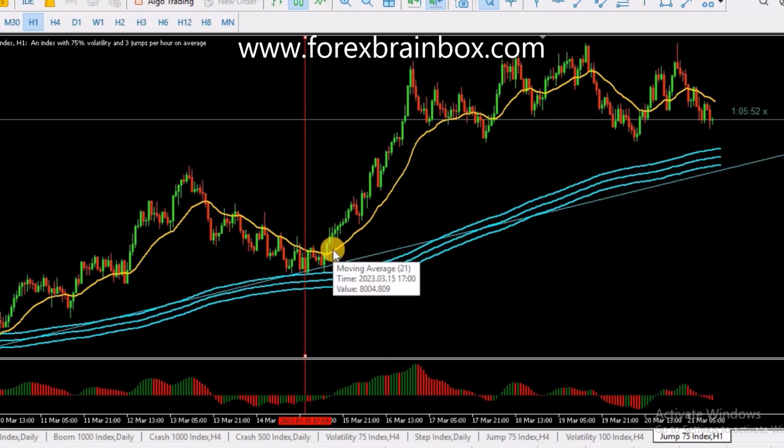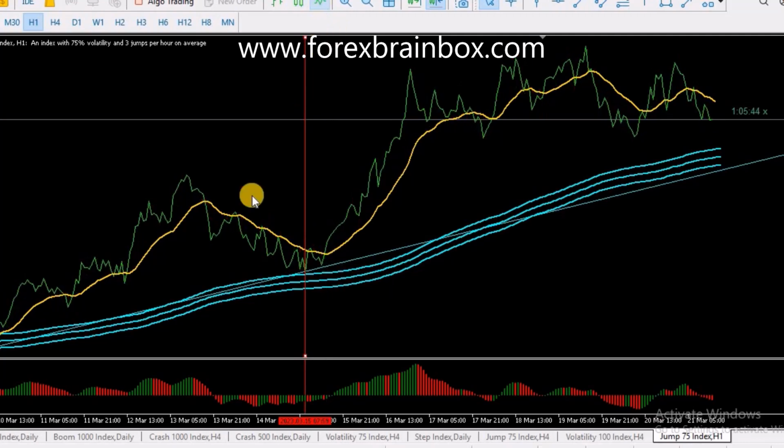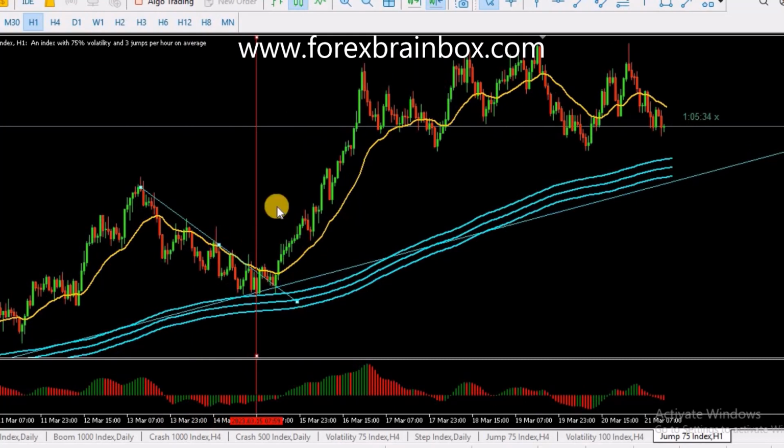This is why it's not always accurate. Like, it must go exactly how you planned it. So at the breakout of this candle, you can just place your buy here, and your stop loss will be below this point. And at this level, you can also find a breakout here. You can see that, right? So guys, this is how to trade Jump 75.